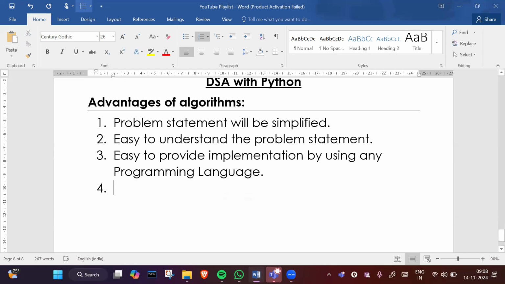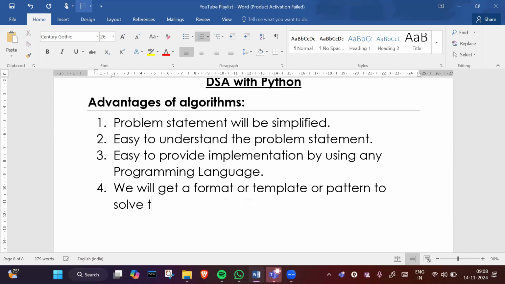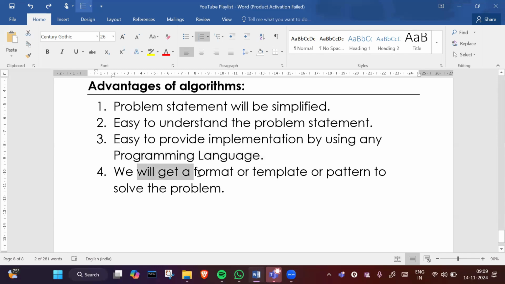And after that, what is the fourth advantage? We will get a format, or we can say template or pattern, to solve the problem. Once we implement by using a programming language, means if the algorithm is simplified, we can convert it into any programming language, and we will get a format or template or pattern to solve the problem, right?